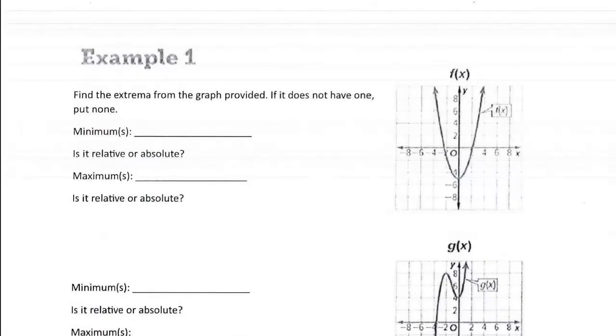So here we have a graph over to the right. Take a look at this graph. First of all, is this linear or nonlinear? Nonlinear. That is not a straight line. Nonlinear. Not a straight line.